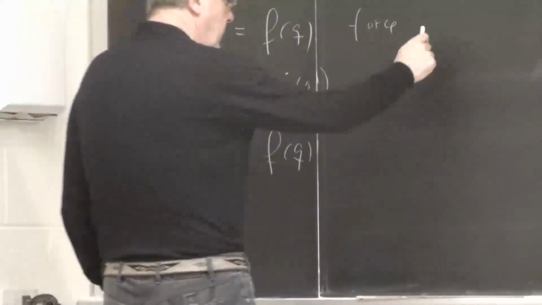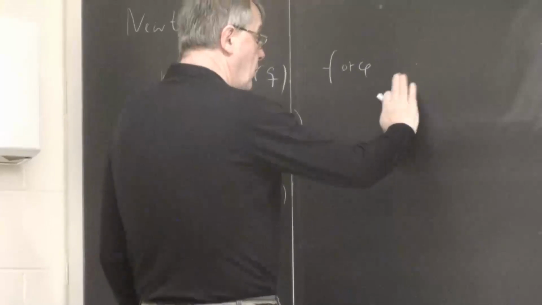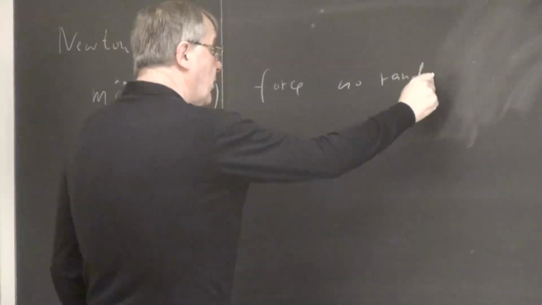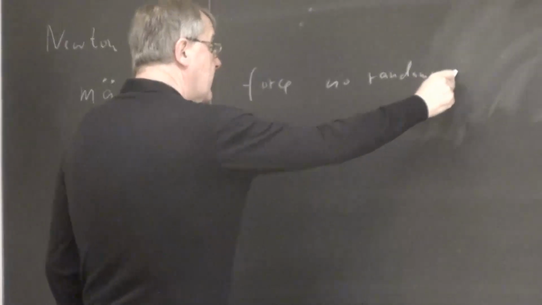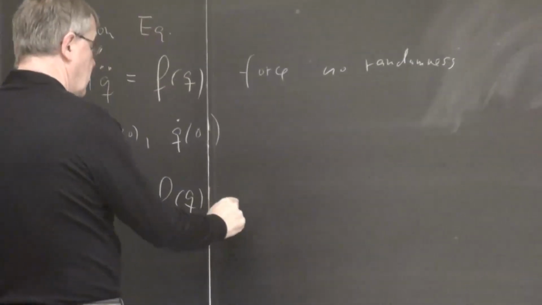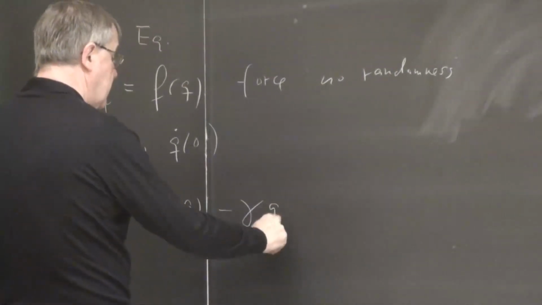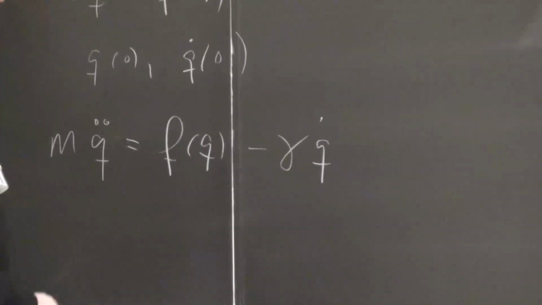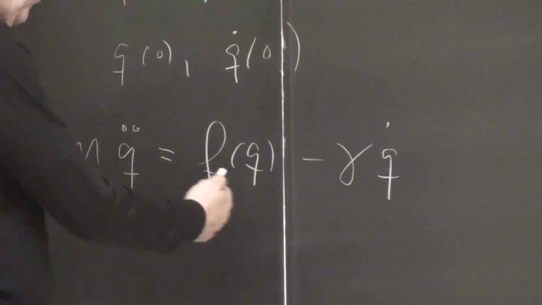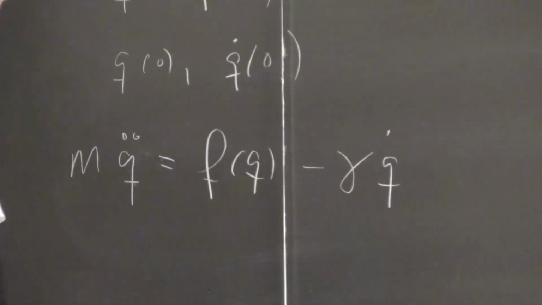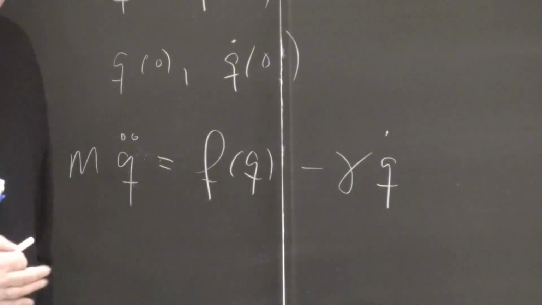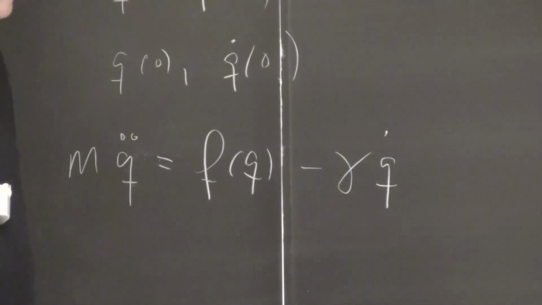So this is pure, no randomness. So this is a planet. And so we add two terms. One is minus gamma q dot, and this is a force that is opposite to the velocity. So it always tries to slow things down.